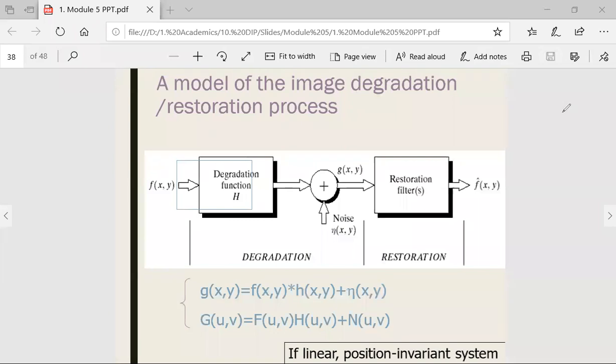Already we have seen in the spatial domain, degradation was removed there, and we only concentrated on the restoration filter. But here, coming back, f of x comma y, already you know, passes through the degradation function that is degrading the image. You get the degraded image, which can be represented as g of x comma y. You add the noise to it, and you get f cap of x comma y, that is the restored image.